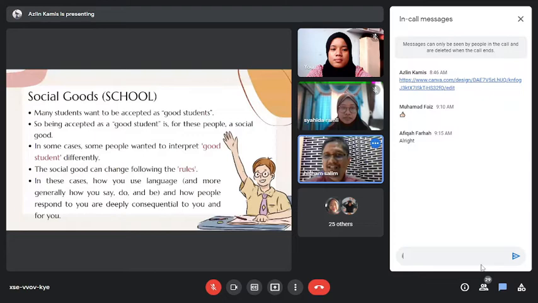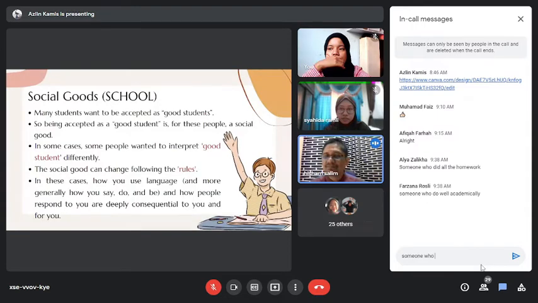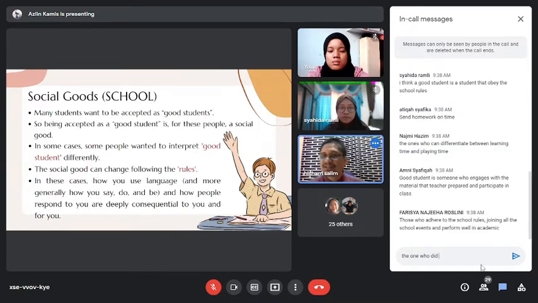Somebody who follows the rules, somebody who does all the homework, okay. Farzana says someone who does academically well, present in the class, obeys the teacher, follows the rules and respects other classmates, good manners, sends homework on time. Okay, this one, I think school is a very important thing for most teachers. One who can differentiate between learning time and playing time. Someone who engages with the material.